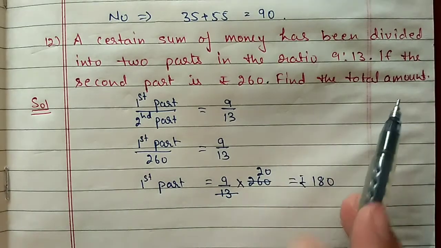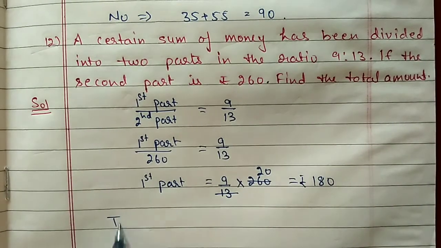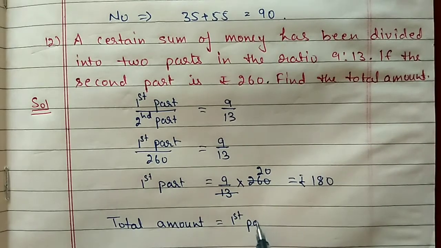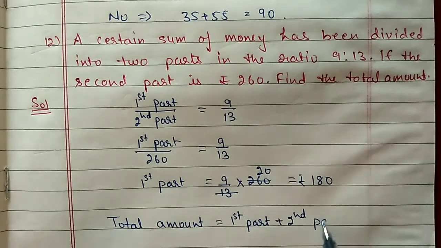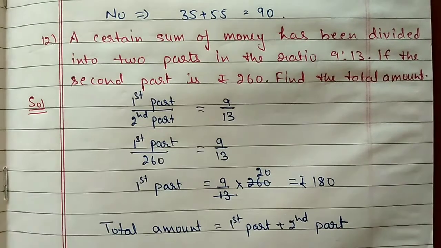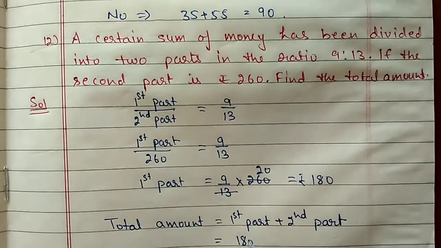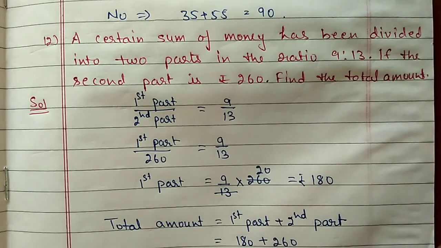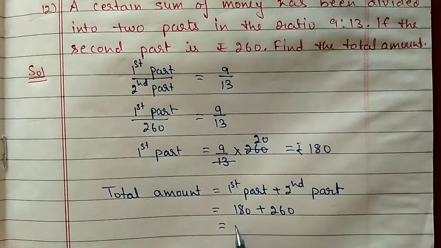But you have to find out here the total amount. So the total amount will be the sum of both the parts. Total amount is first part plus second part. First part is 180 rupees. Second part is 260 rupees. So the total will be 440 rupees.